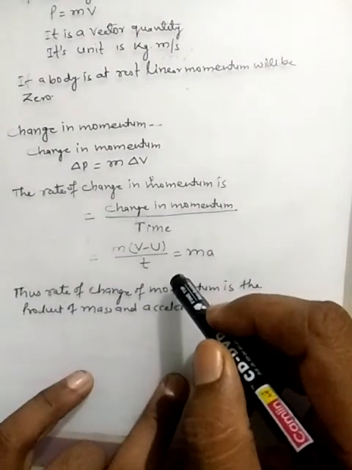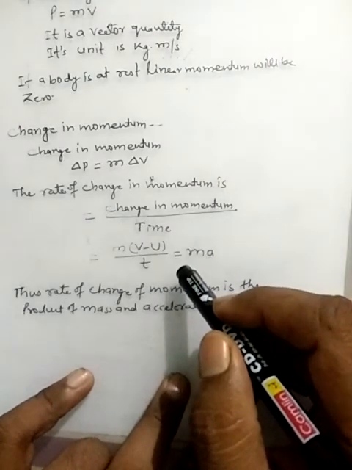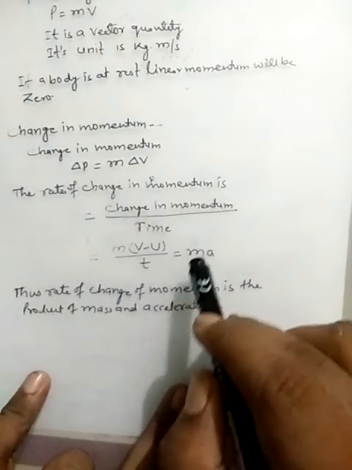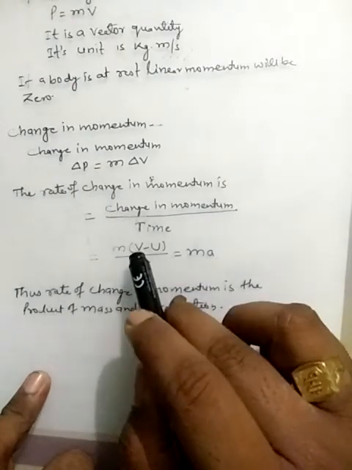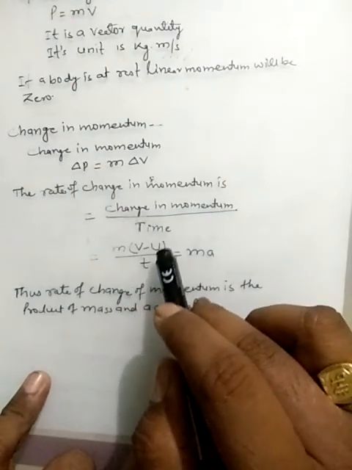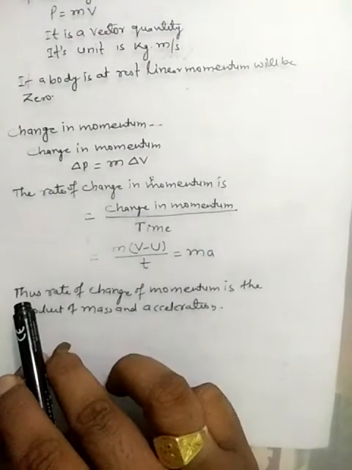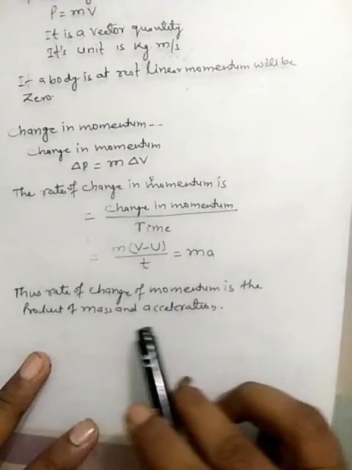From the definition of acceleration, we know that acceleration is equal to change in velocity with time, that is v minus u by t. Therefore, it can be written as mass into acceleration. Thus, the rate of change of momentum is the product of mass and acceleration.